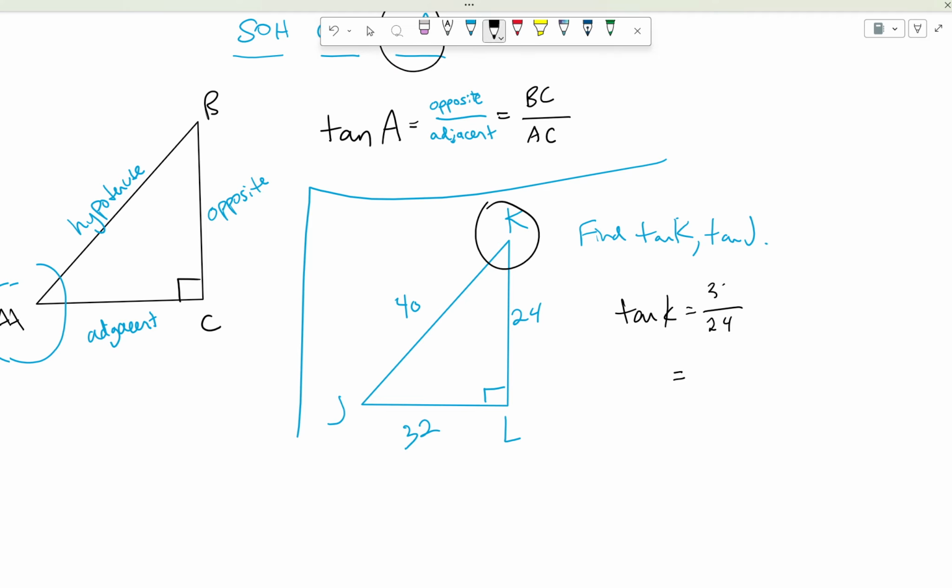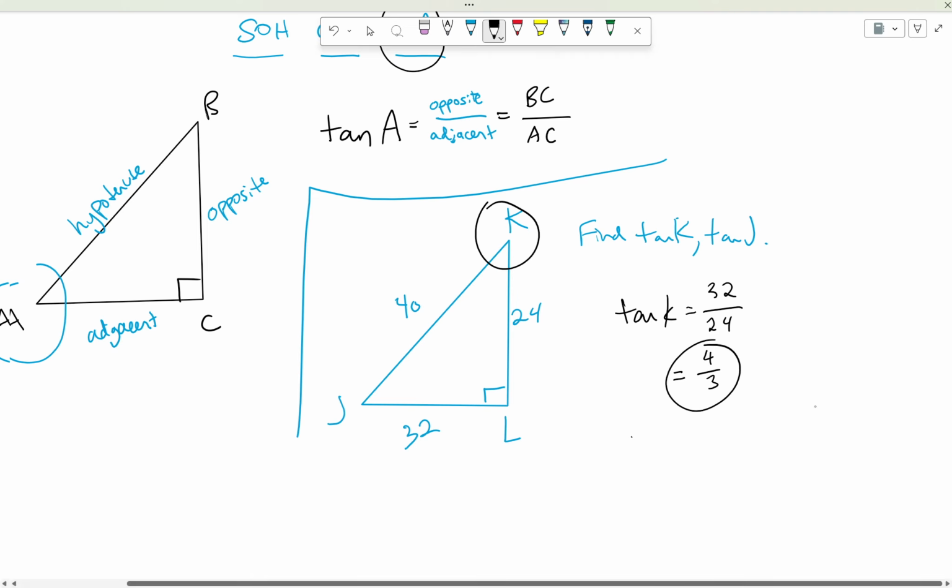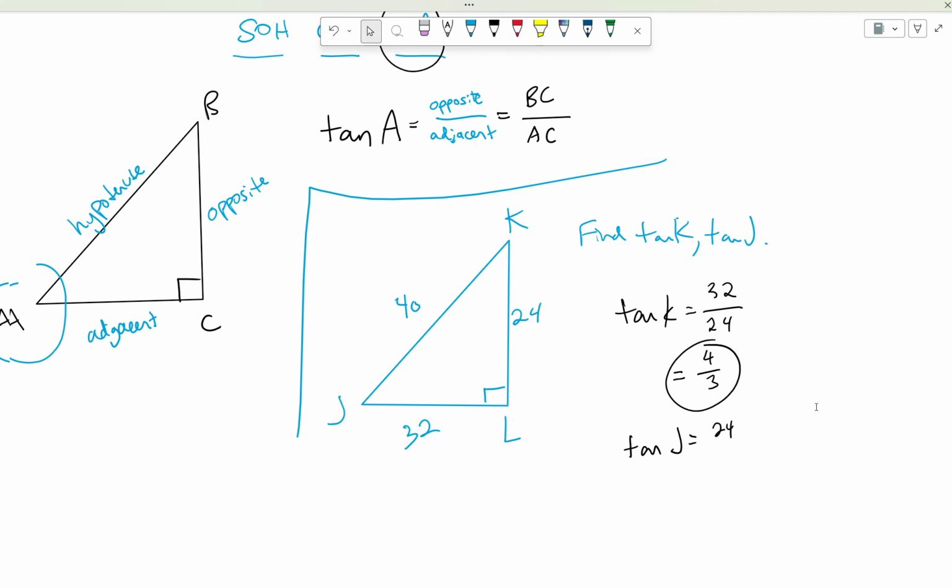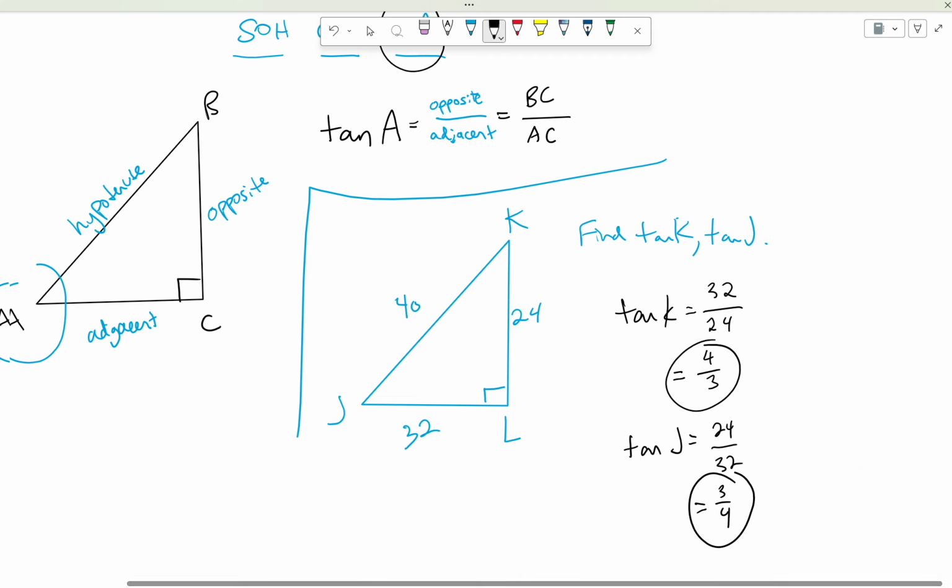32 over 24, which, divided by 8, is going to be 4 over 3. Next, I'm going to find my tangent of J. From the angle J, my opposite is 24 and my adjacent is 32, which would be 3 over 4. Now, I cannot take a tangent of L.